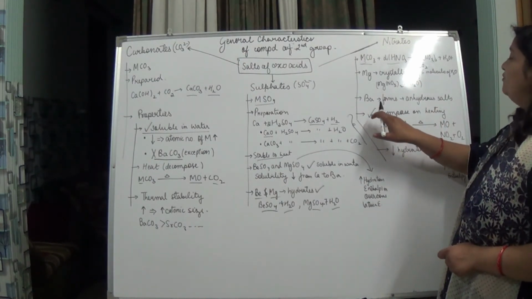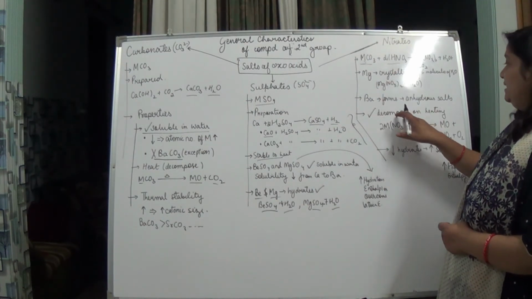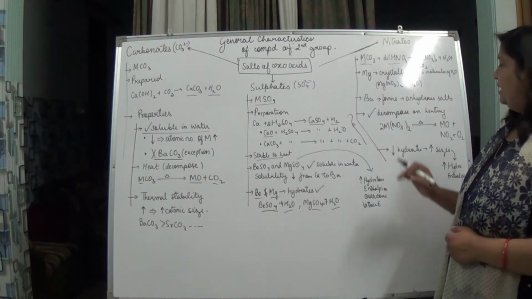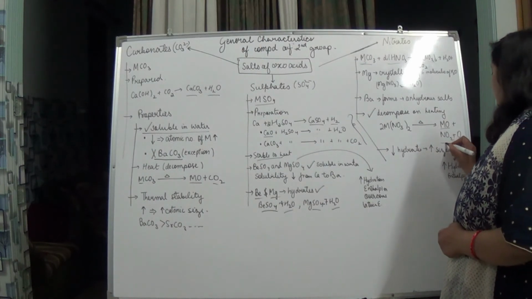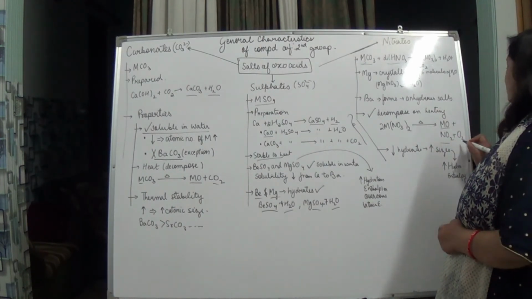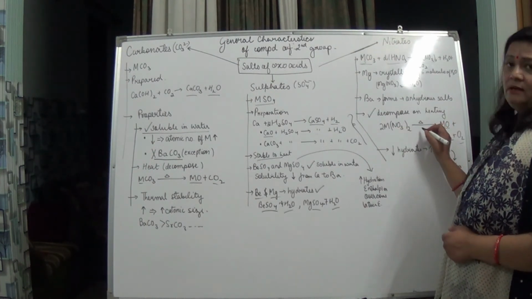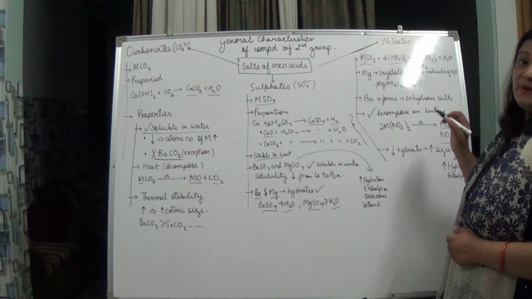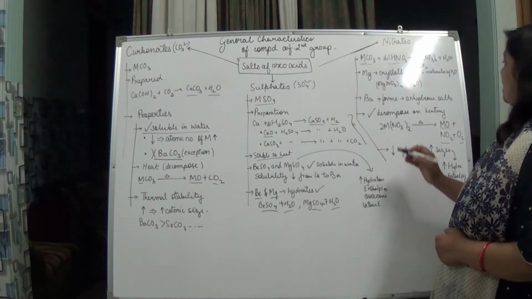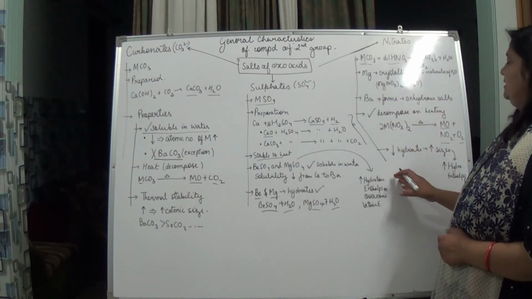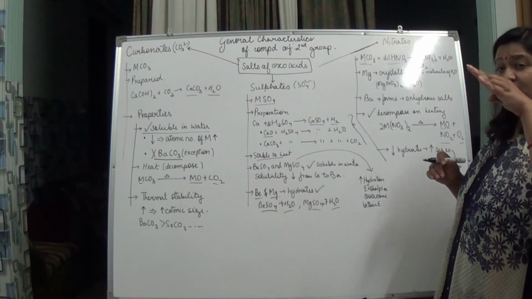We see that these nitrates decompose on heating to give the corresponding oxide, and nitrogen dioxide and oxygen are given out. Suppose we have taken magnesium nitrate and we are heating it, you will get magnesium oxide plus nitrogen dioxide plus oxygen.